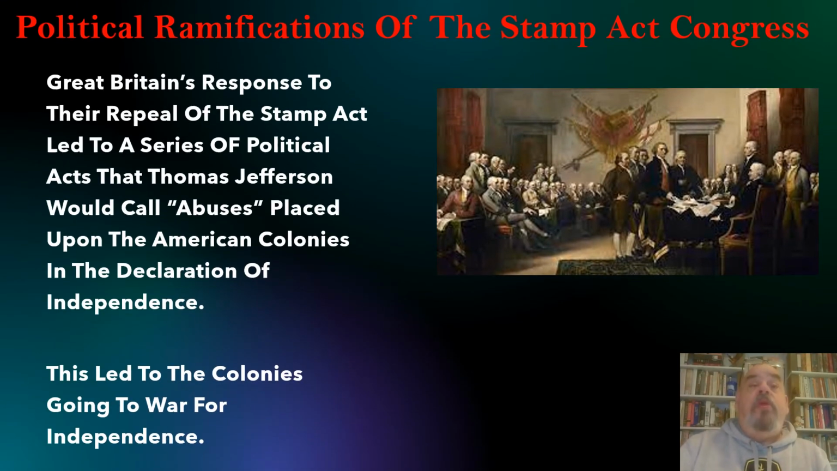So what are the political ramifications of the Stamp Act Congress? Well, Great Britain's response to the repeal of the Stamp Act led to a series of political acts that Thomas Jefferson would call abuses placed upon the American colonies when he wrote the Declaration of Independence. Also, this led to the colonies going to war for independence. This was almost step 1 in a series of steps that brought about the American Revolution.